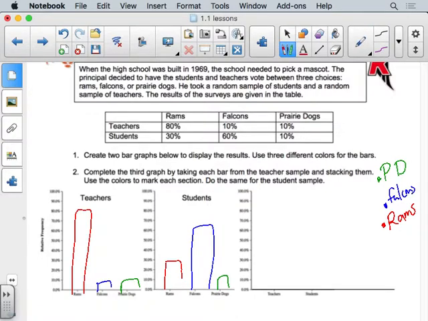Okay, so when you're doing a segmented bar graph, one thing is that I can start with whatever I want to do. I'm going to start with Rams, which means I'm going to do the same thing for the students segmented bar graph. They're going to match, okay? So for my teachers here, I'm starting at 0, and I'm going to go all the way up to 60 for my teachers. And then I'm going to do my students Rams as well, which went to 30.